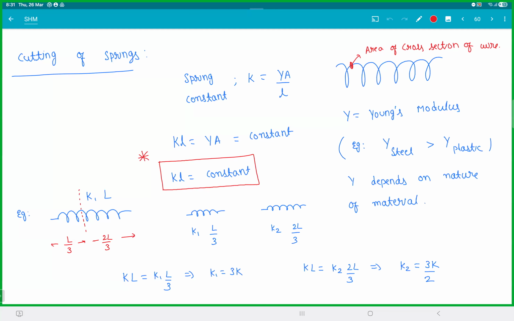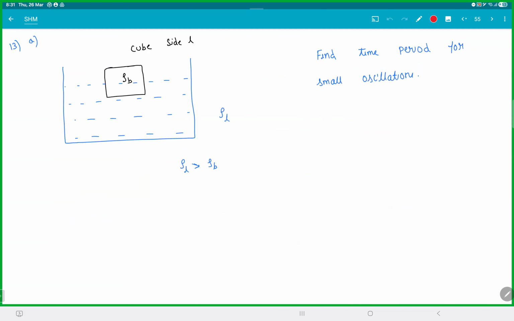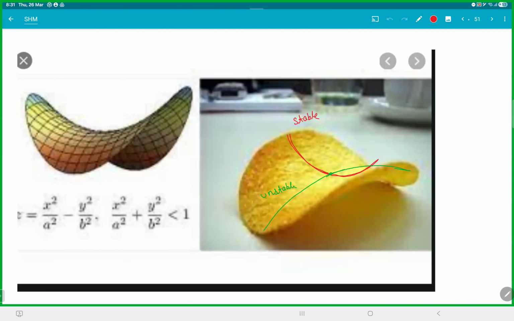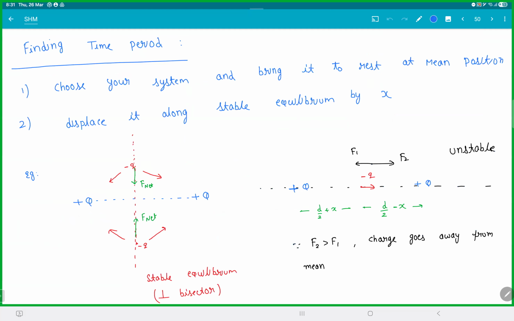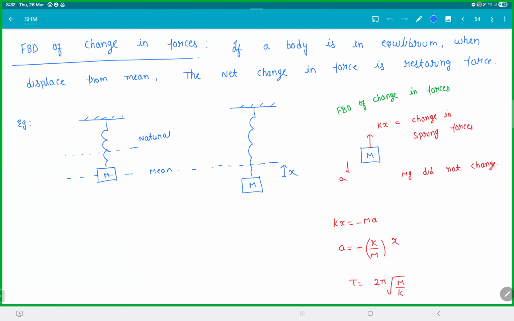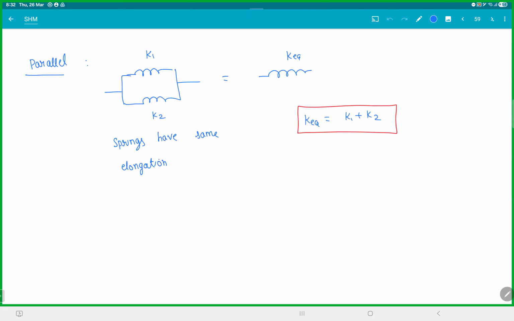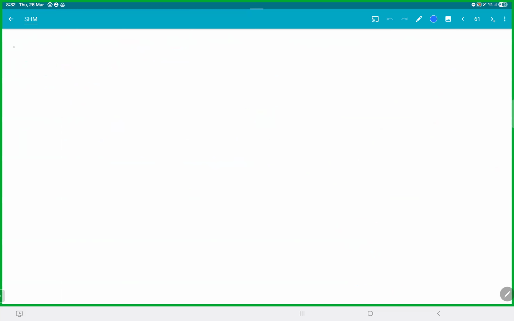Great. So last thing that we did, we were doing the springs, and we wrote general steps for how to find the time period for any system. It's not only for springs, for any system. How do you find the time period? Last time I also showed you series, parallel, everything. Hope everyone has gone through this. Let's go ahead with a few questions.